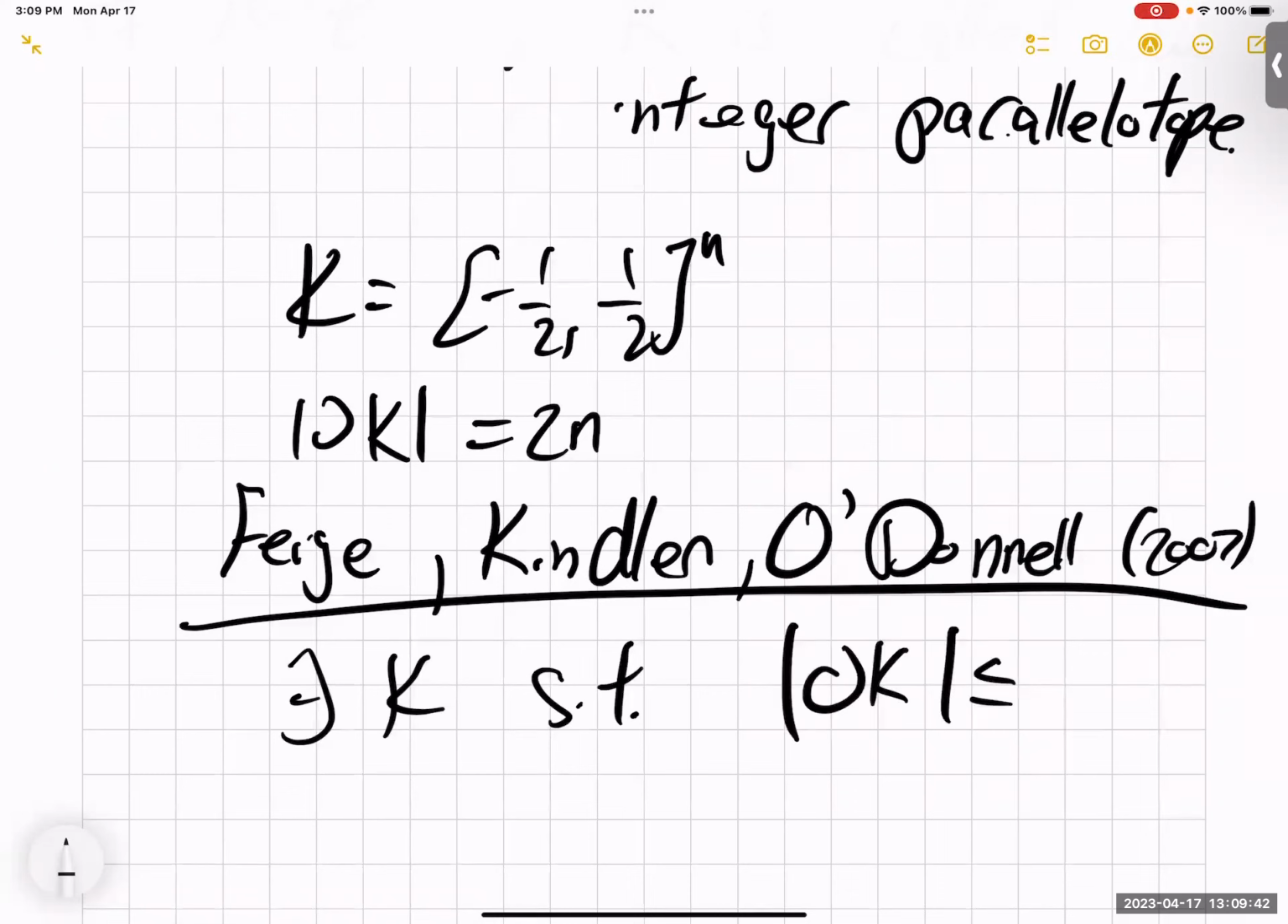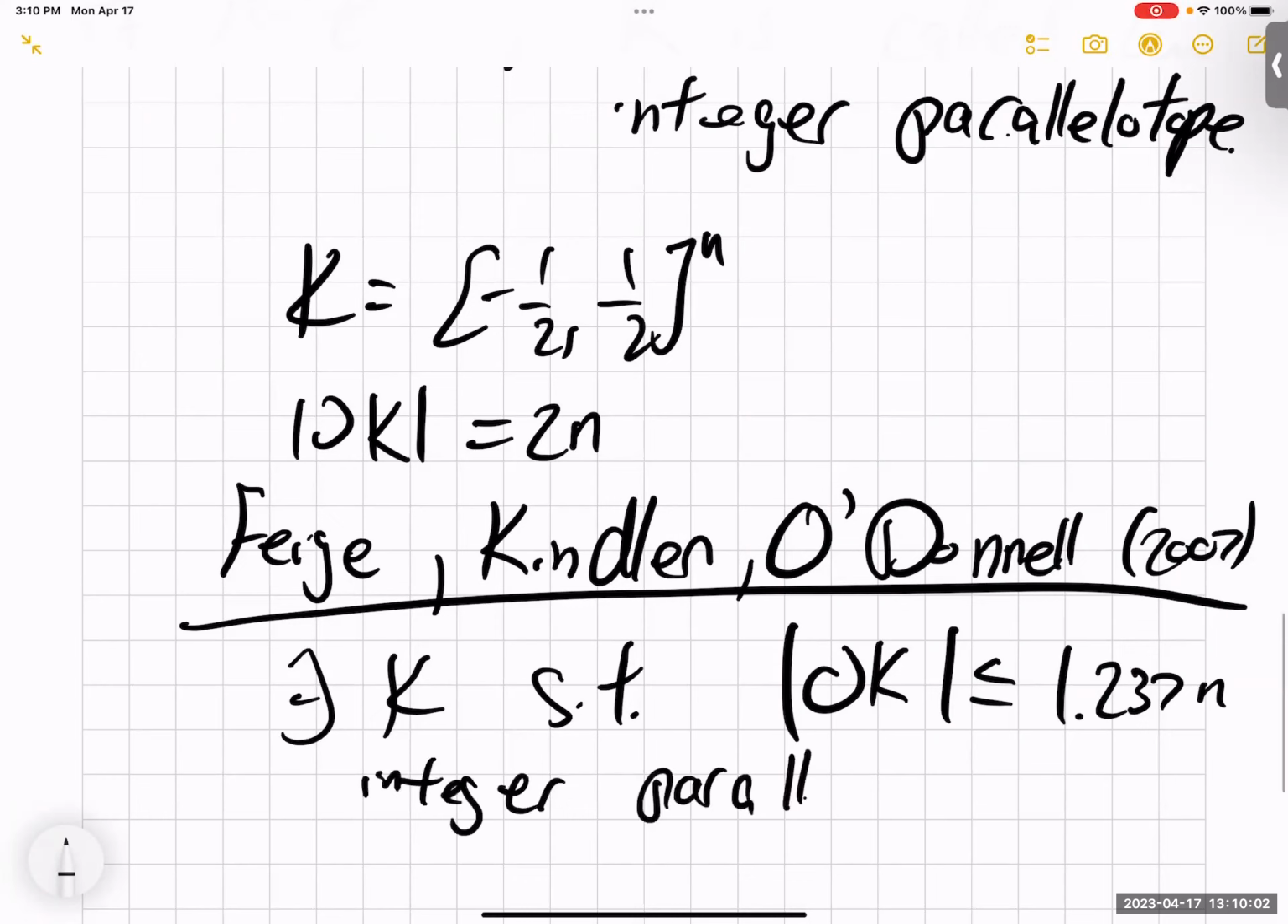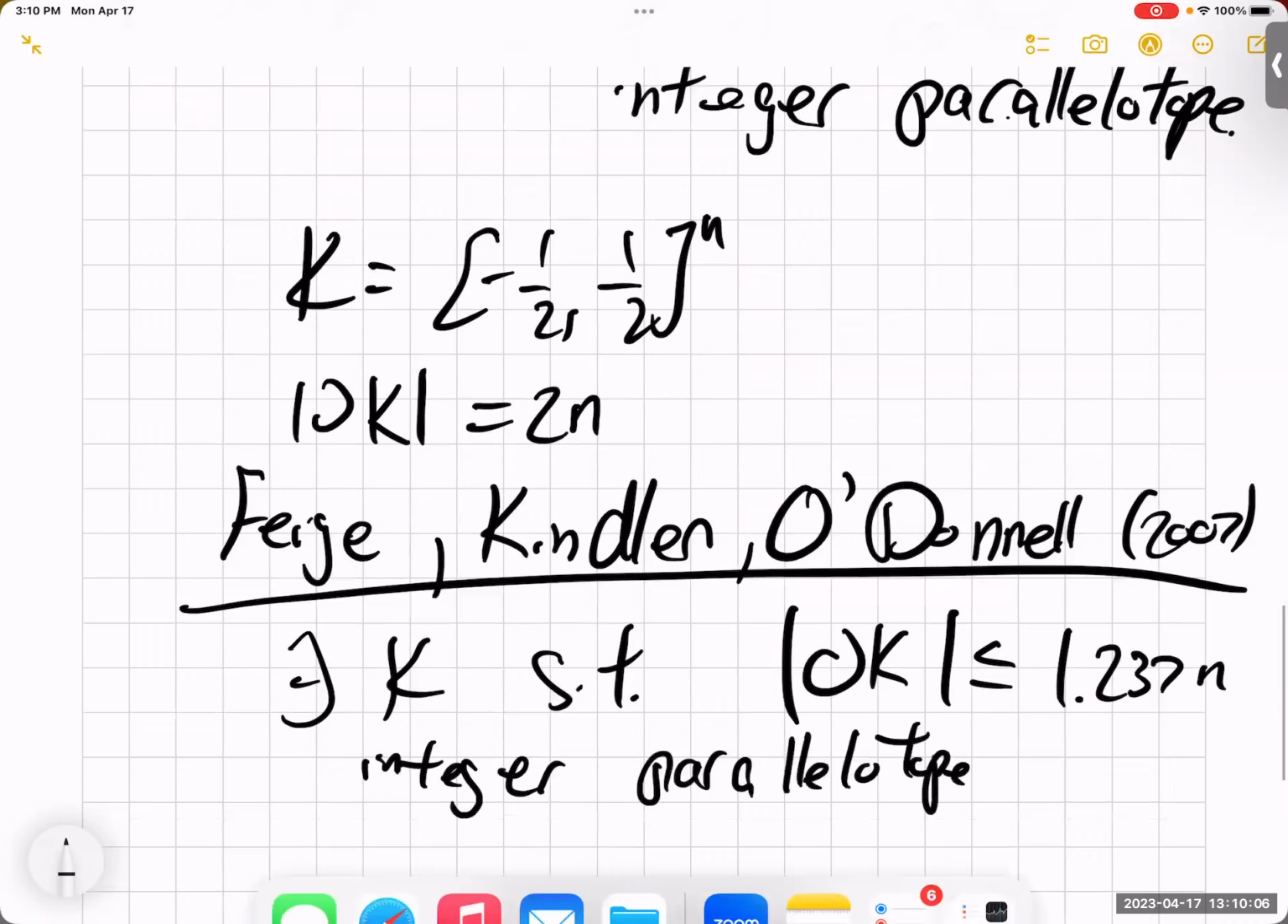something like 1.237, something like that. Okay, so it was not known before. So when I say exists k, which is again an integer part of it. Okay, so that was the game.